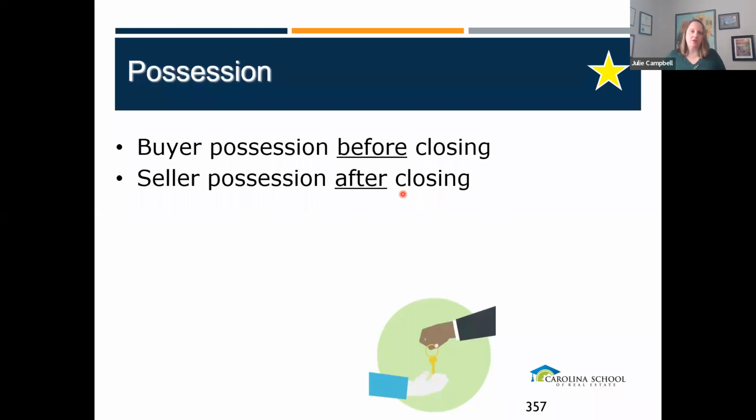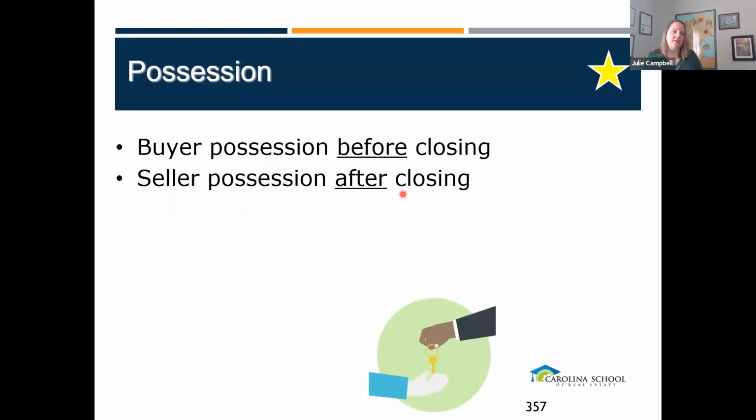We've talked about possession of the property. Possession typically happens when the deed records. Typically the buyer shouldn't be given access, keys, garage door openers, or gate codes. They should not be given access until the deed records. We talked about some alternatives. We looked at our addenda: buyer possession before closing, seller possession after closing.